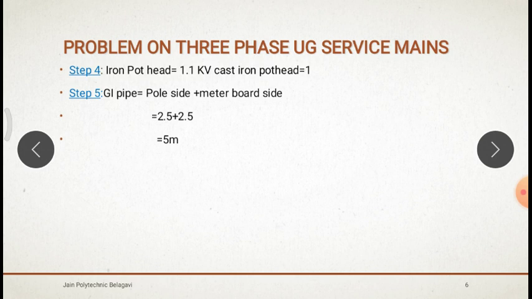For underground service main, we require the GI pipe of 50 mm diameter, but for earthing 40 mm. What happened in the case of single phase? Both are of 40 mm, so we included the earthing directly there, but not here. We are separating because for the three phase we require the GI pipe of 50 mm diameter, 3 mm thickness, 7.5 meter. No, it's a 5 meter GI pipe that is required.